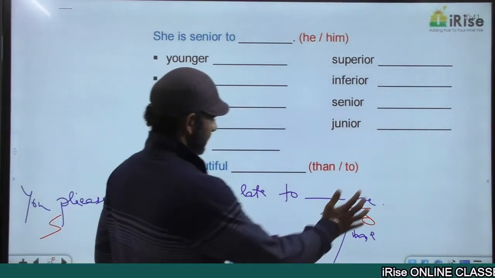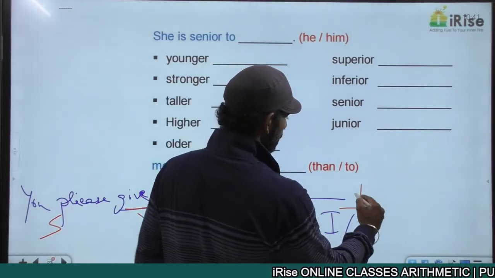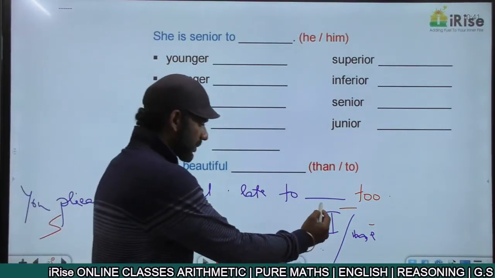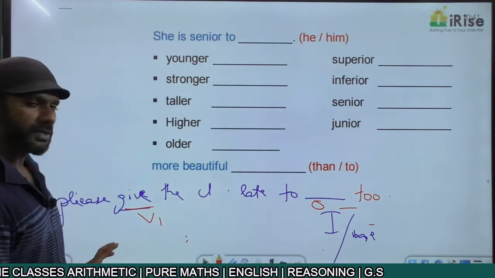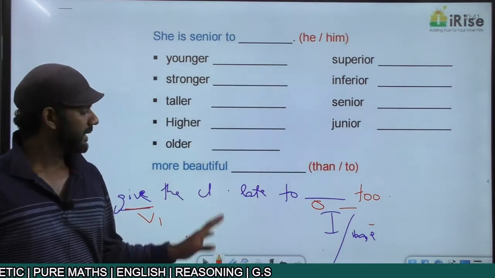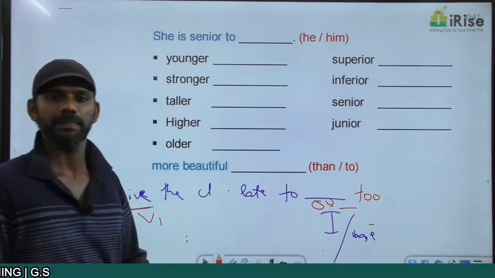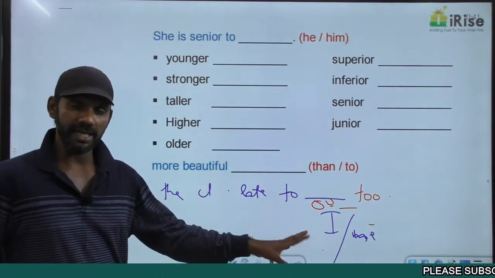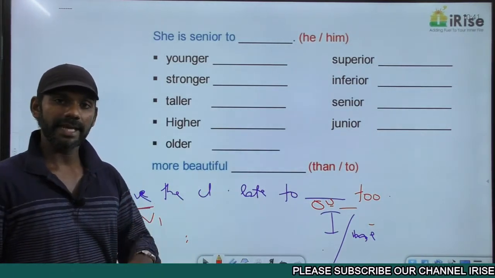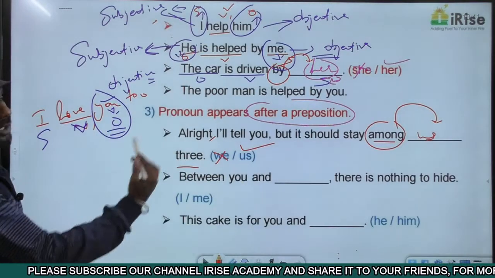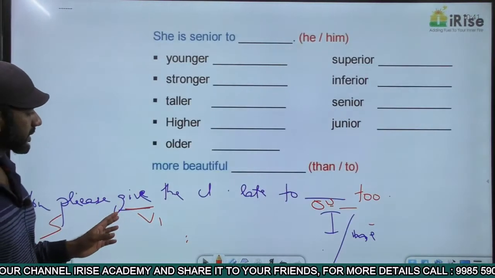Now, please give the chocolate to dash to. Options are I, me. This blank must be filled with a pronoun. Subject, verb, object, active voice. And in this sentence, the pronoun is acting as the object. In the active voice, the object must be in which form? In the active voice, the subject will be in the subjective form and the object will be in the objective form.